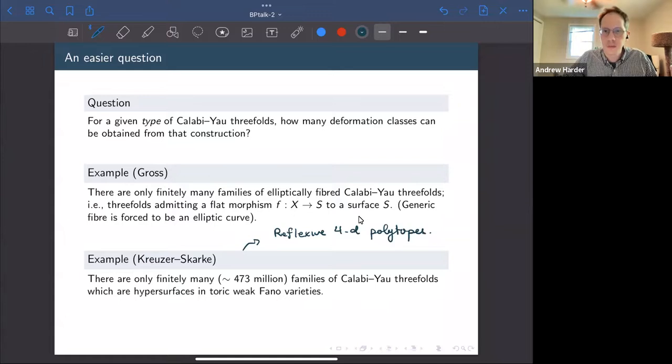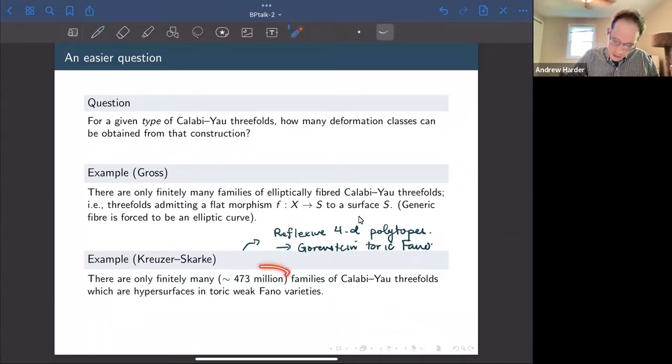So to each reflexive four-dimensional polytope, we get a Gorenstein toric Fano variety. And then inside a Gorenstein toric Fano variety, the anticanonical hypersurface is a singular Calabi-Yau threefold. So what they proved is that there's 473 million reflexive four-dimensional polytopes.